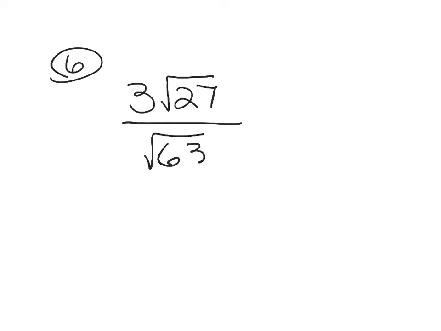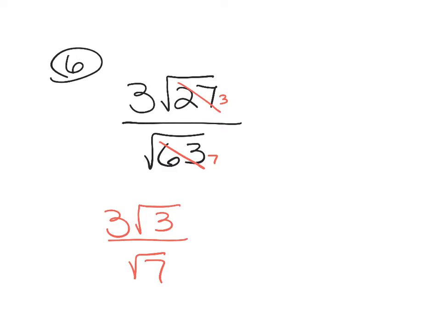So for number 6, we're going to have a number outside the radical. 27 is inside, and the square root of 63 is in the denominator. So again, try to simplify it first. I can divide them both by 9. So if I divide them both by 9, this becomes a 7, this becomes a 3. So now it's a little bit smaller to simplify.